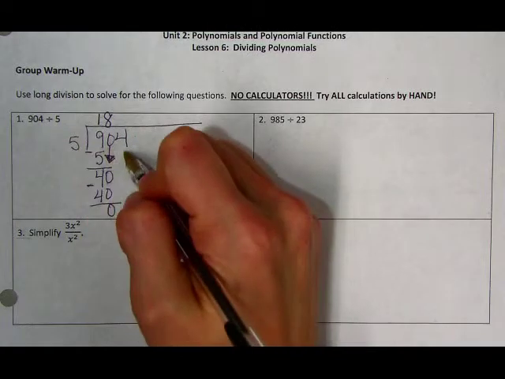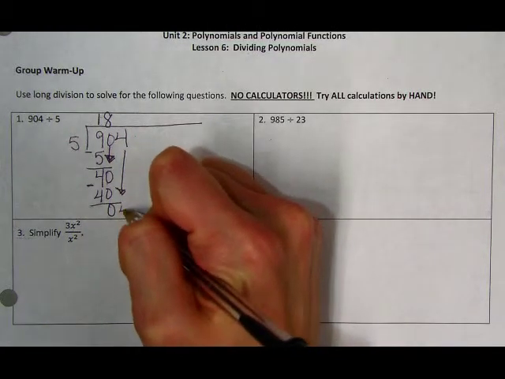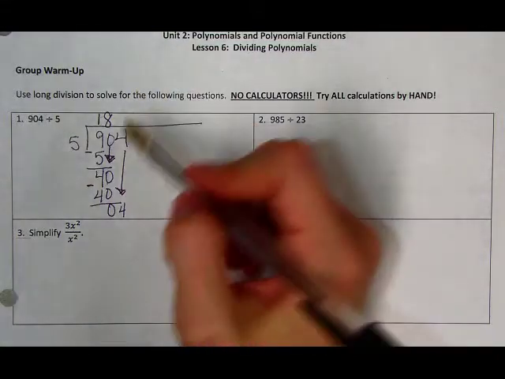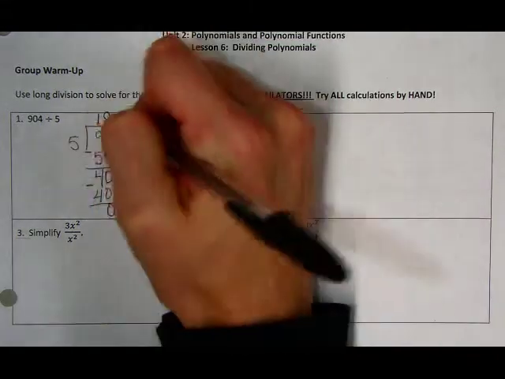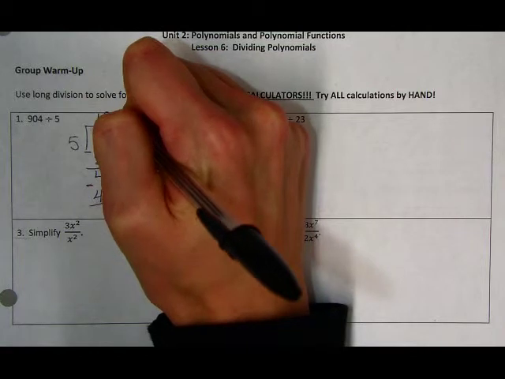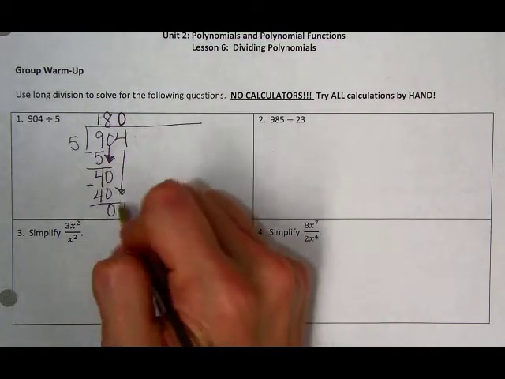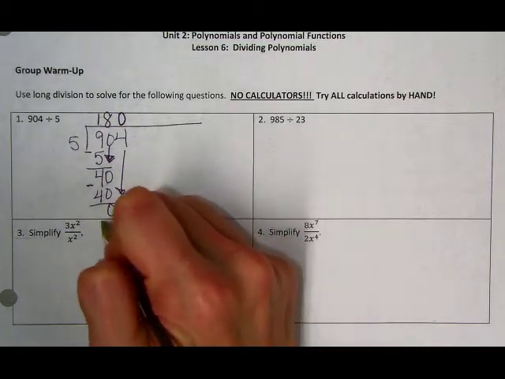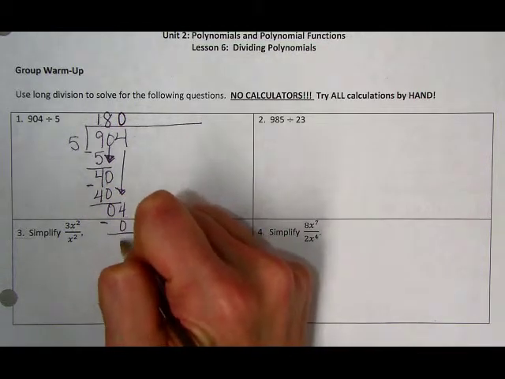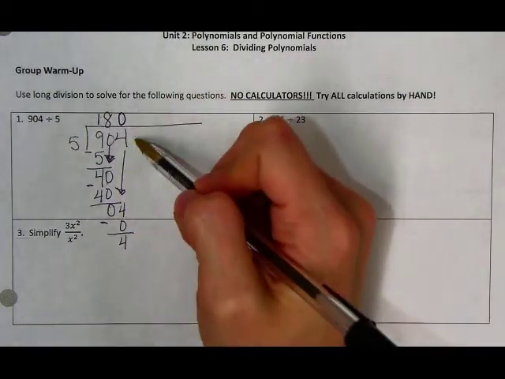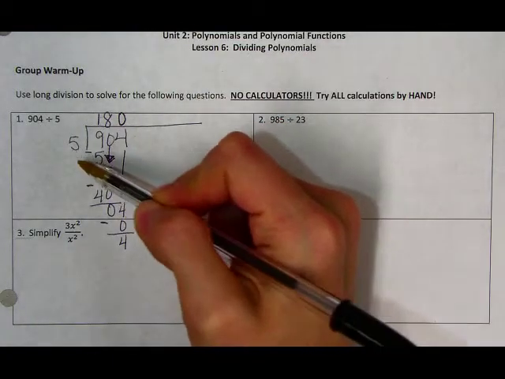0 is smaller than 5, so we have to bring down our 4. So now we're looking at 4. How many times does 5 go into 4? 0 times, because 5 does not fit into 4. So 0 times 5 gives us 0. Subtract those numbers, we get 4 left over. So now we have no other numbers to pull down here, but we have a remainder.